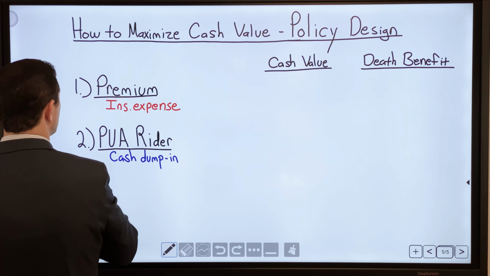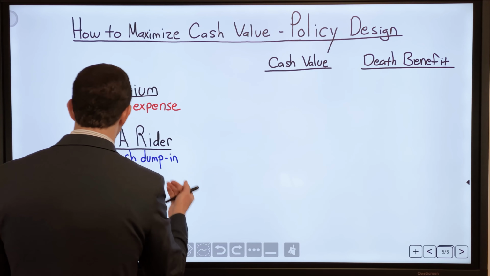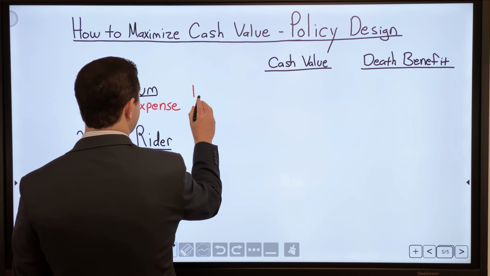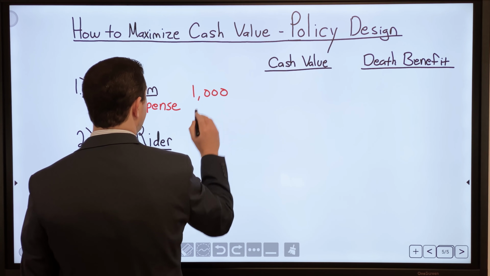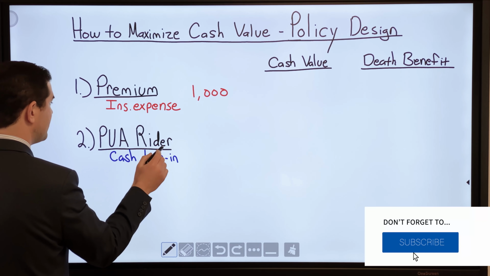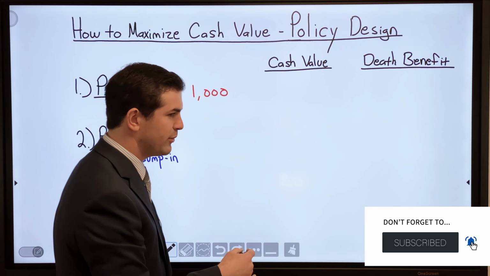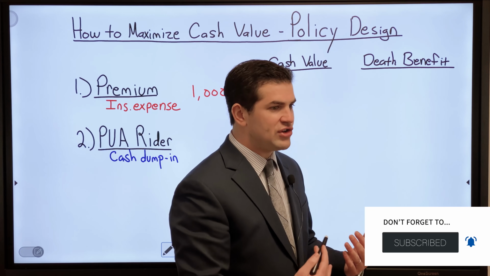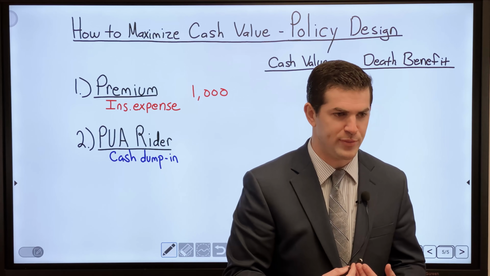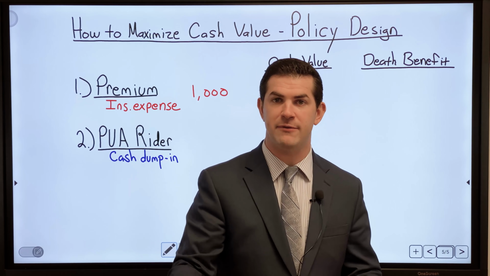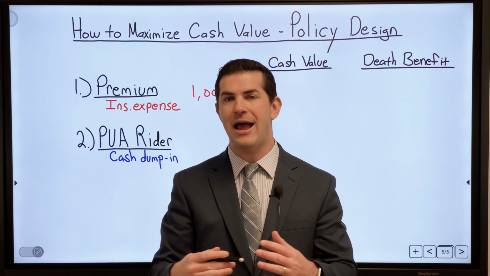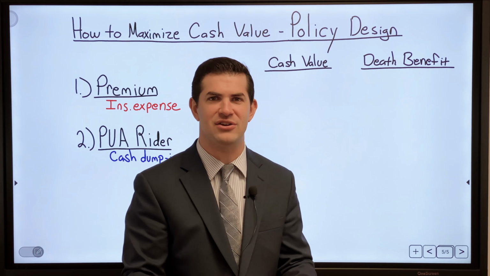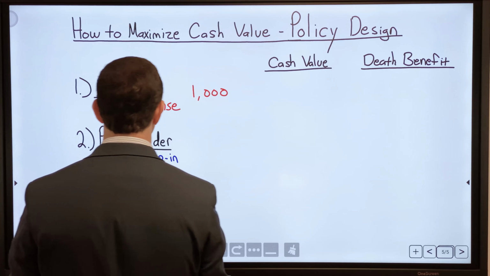Your money can go towards one of two areas at the end of the day. We have the base premium, which I'll also refer to as the insurance expense. And then we have the PUA, which stands for paid up additions rider. I'll refer to this frequently as a cash dump in. So what you want to understand from a policyholder perspective, or from an agent perspective if we're educating our consumers, is how to design a policy for maximum cash value. How do these different areas function?